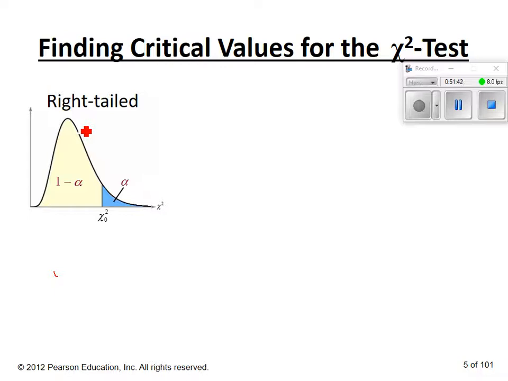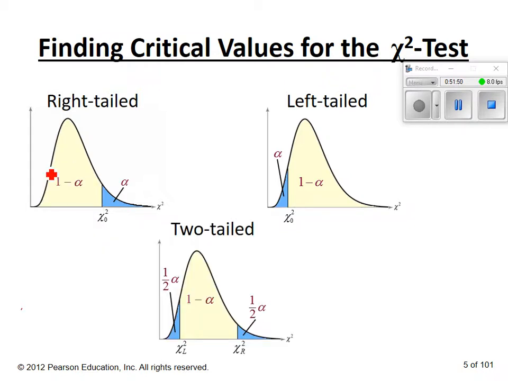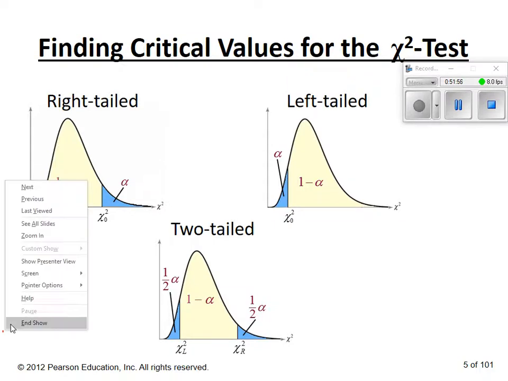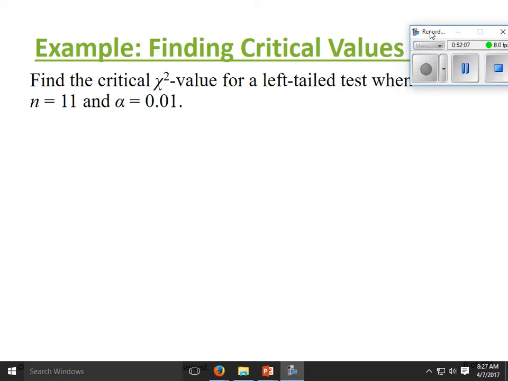So right-tailed, it's going to look like this. That's going to be your rejection region. Left-tailed, that's your rejection region. Two-tailed, you got 2 rejection regions, and that's your fail to reject in the middle there. All right, an example. So how about that chi chart so that we can use it here in a second?